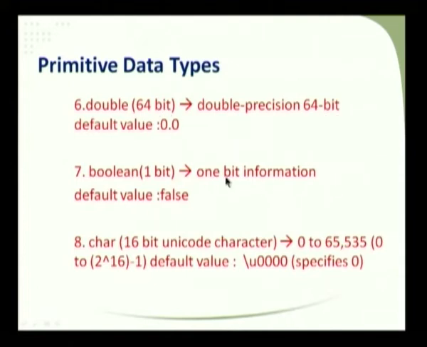Boolean is 1 bit of information, and it will be false by default. For character, your default will be \u0000, which is nothing but 0. Normally a character will be assigned as an ASCII value.